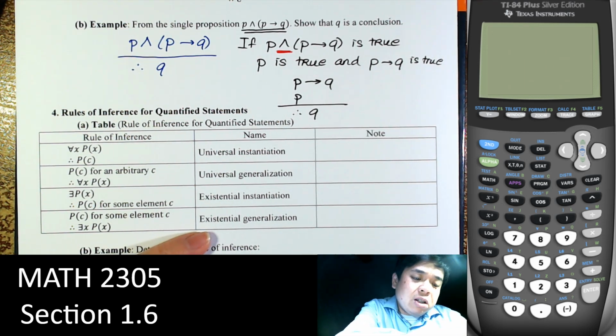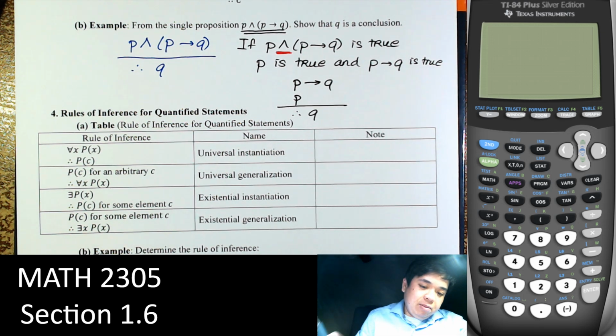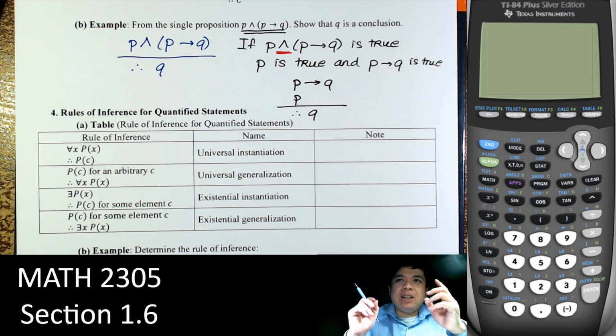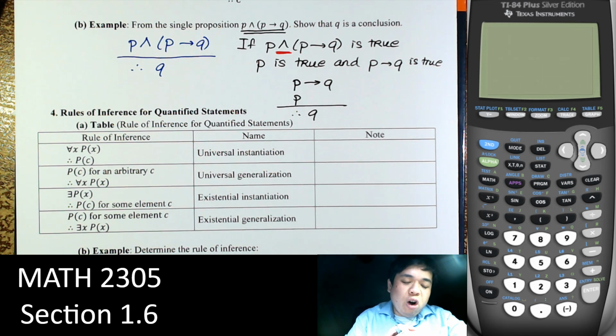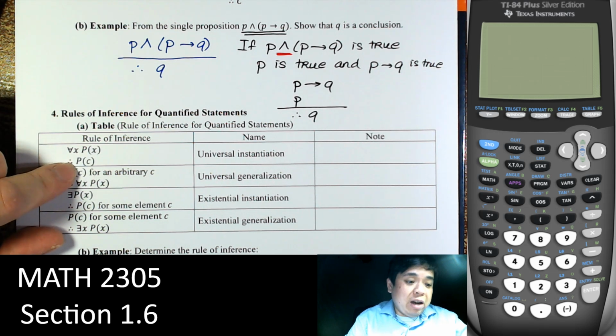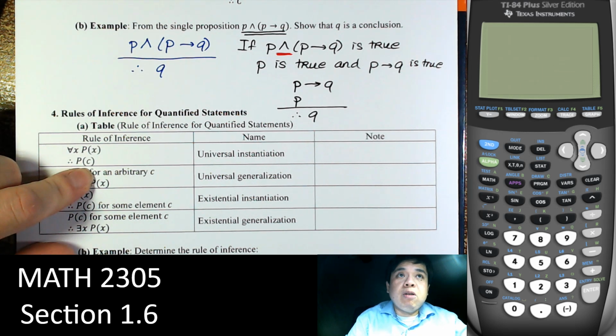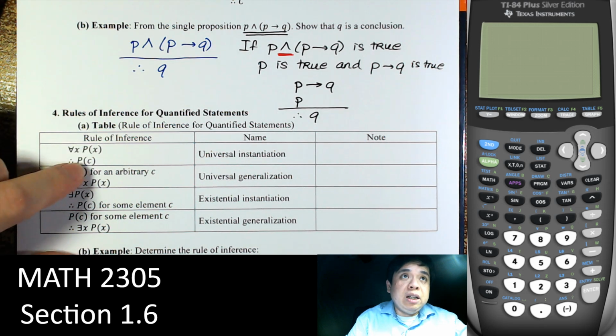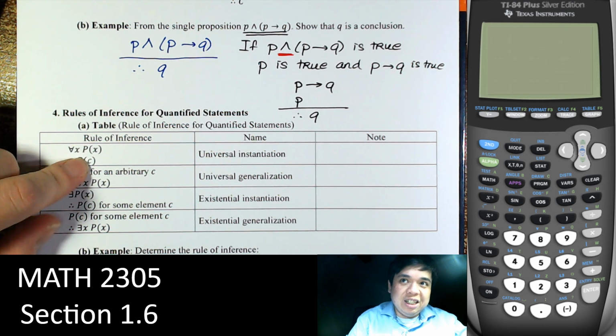Rules of inference for quantified statements. So this will be easy. Of course, forget about all the names. If you can understand the logic, it should be fine. Now, for every x, P of x, P of c works. So if it works for everybody, it certainly works for c in particular.